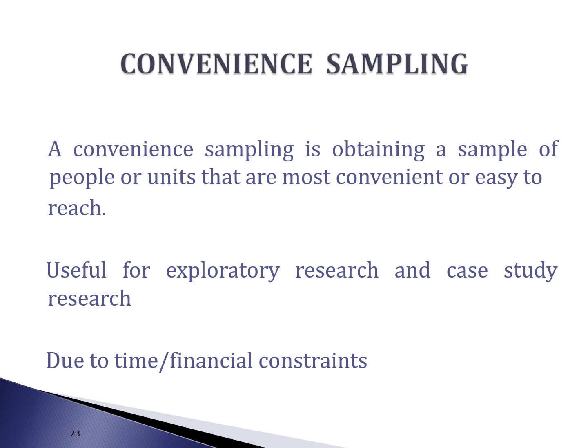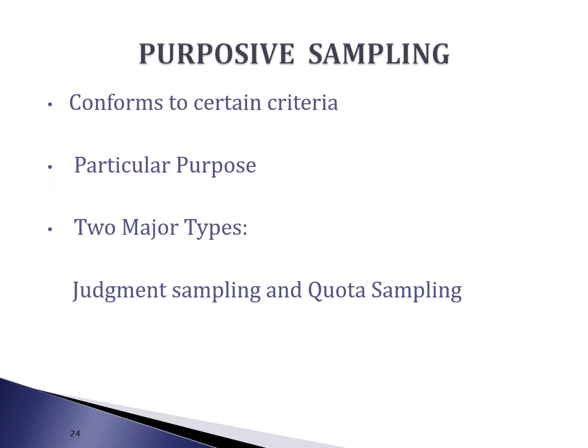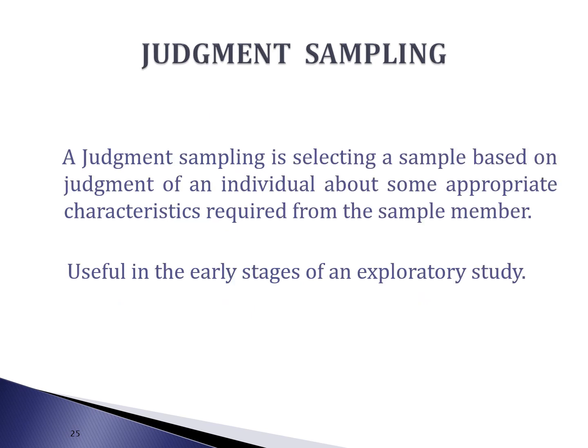Convenience sampling is obtaining a sample of people or units that are most convenient or easy to reach. It is useful for exploratory research and case study research. Purposive sampling is done for a particular purpose, and there are two major types, judgment sampling and quota sampling.